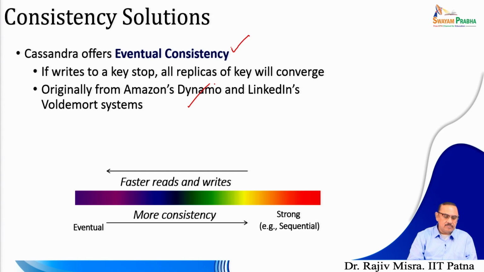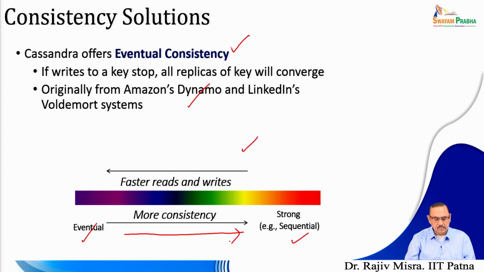So, let us see the consistency levels between eventual and strong consistency. As we move the consistency away from eventual towards strong, we are moving away from faster reads and writes. Moving towards eventual consistency means reads and writes are much faster.